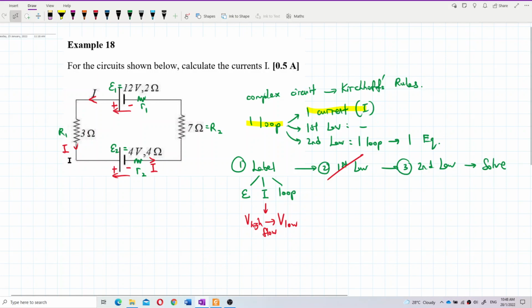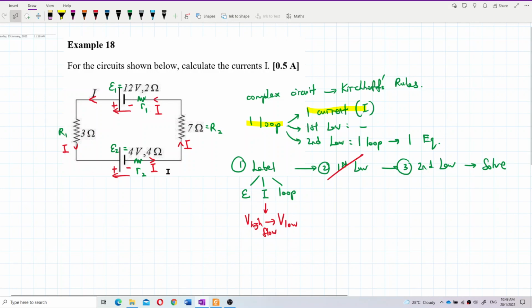The current will flow in the opposite direction of E2 because this EMF2 is only a very small voltage. So this current will flow to the right through the internal resistance R2, and then for the 7 ohm external resistance R2, the current is also in this direction. And then for R1, this internal resistance, the current is this way.